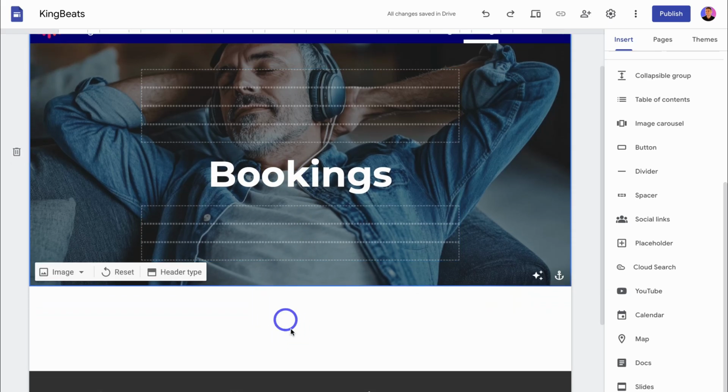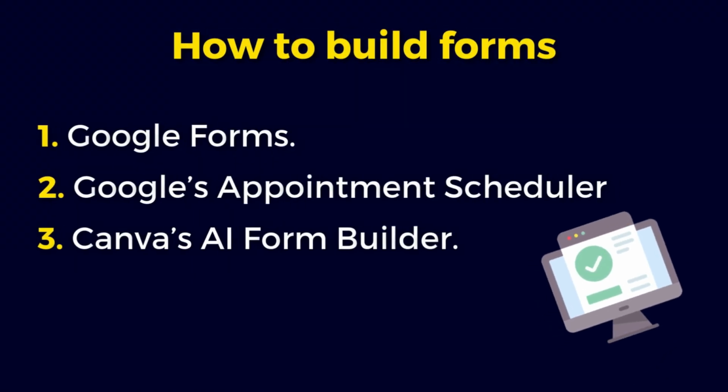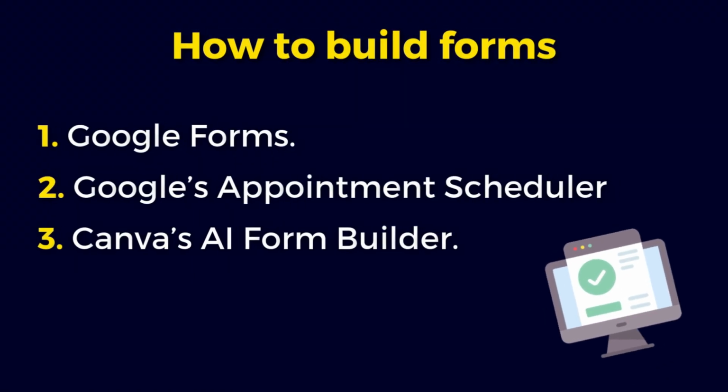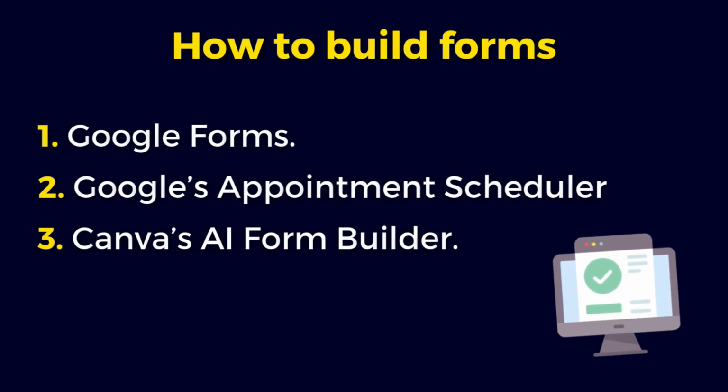Okay, so down here, what we want to do is add a form. Now there's a few ways you can do this. First, I'm going to show you how to create forms with Google Forms. Then we'll talk about the free appointment scheduler that you can access inside your Google account. And the third method is using Canva.